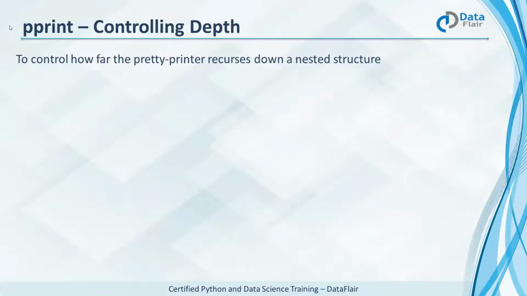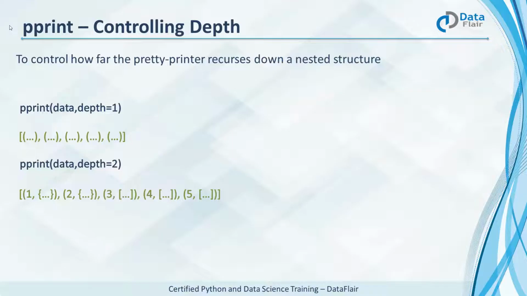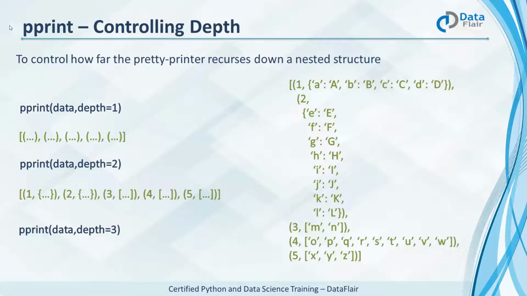So while this is infinite recursion, we can choose how far to go. For that list of tuples with dictionaries, this is what we get when we go 1 level deep, 2 levels deep, and 3 levels deep. 1 level deep, we only know there are tuples in this list. 2 levels deep, we know the tuples have single numbers and dictionaries. 3 levels deep, we know what the dictionaries hold.